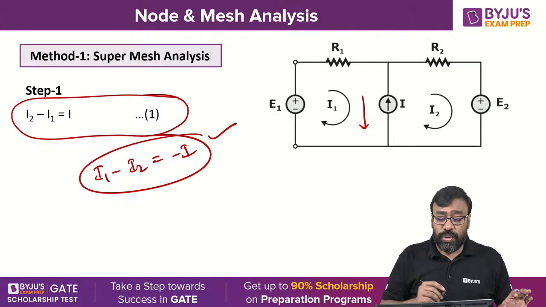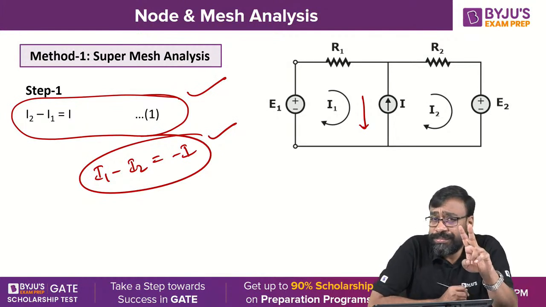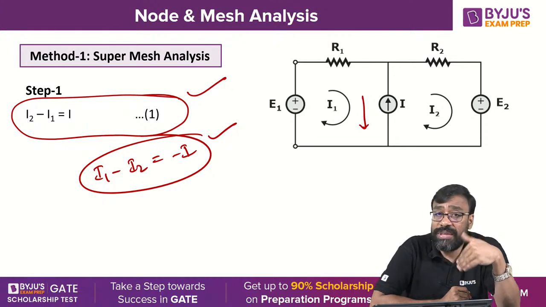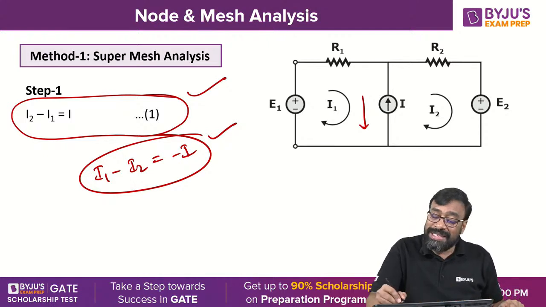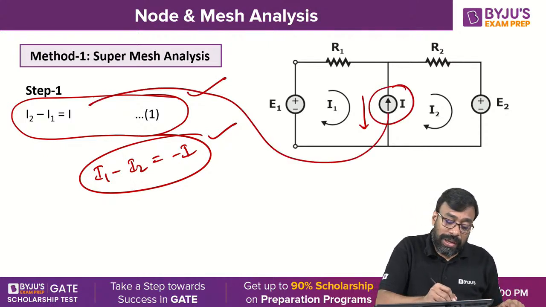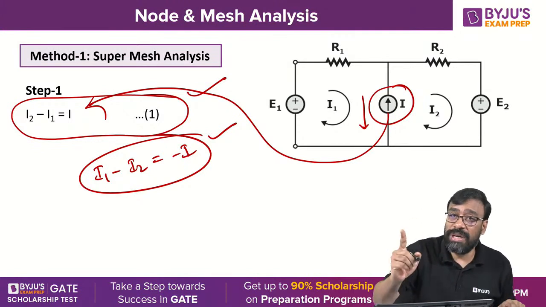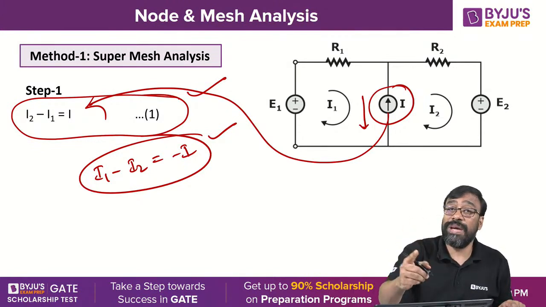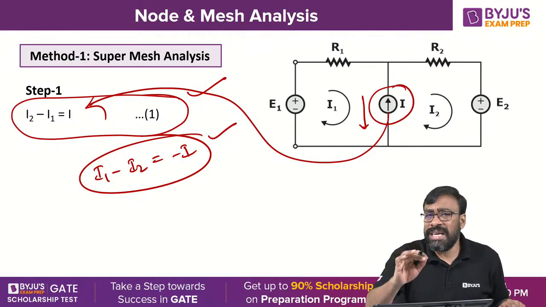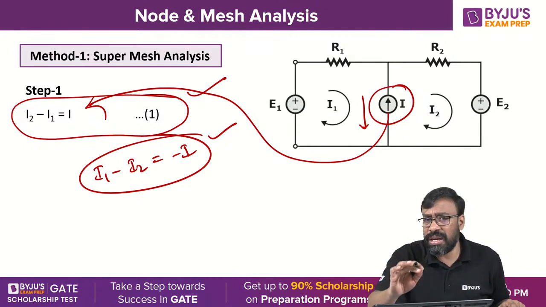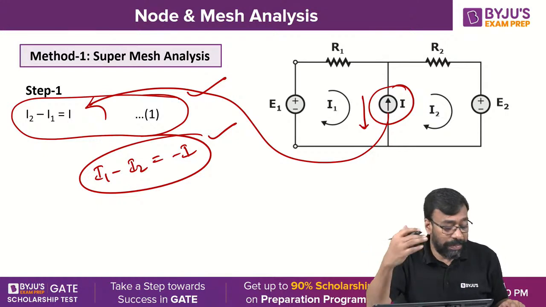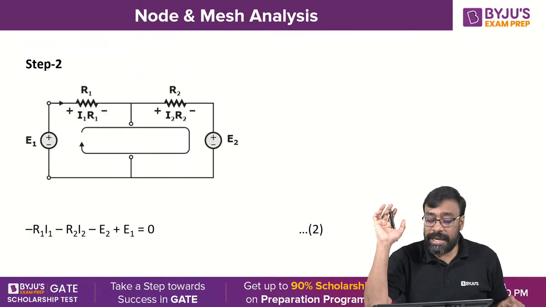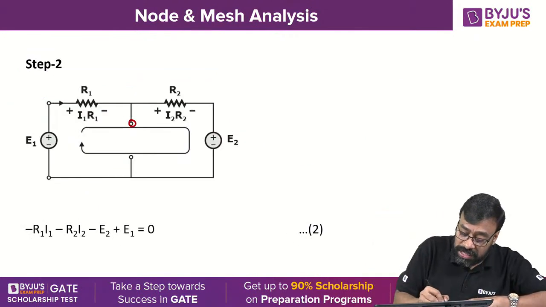Now, you got one equation, but there are two variables, I1 and I2. You got one equation when the loop currents are expressed in terms of the current source value. Now what you do is suppress this current source, because you have already taken it into account in this equation. You remove that current source or replace it by its internal resistance. What is the internal resistance of an ideal current source? Infinite, nothing but an open circuit. You suppress that current source, you are opening the current source.